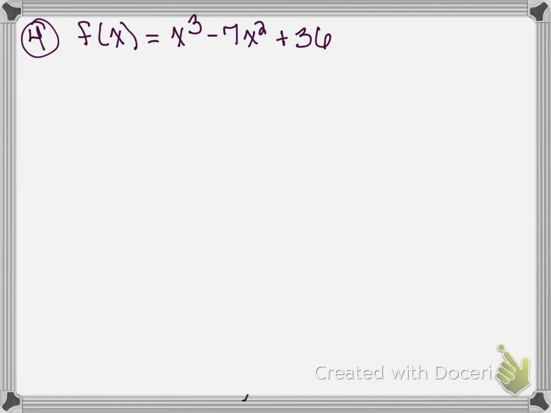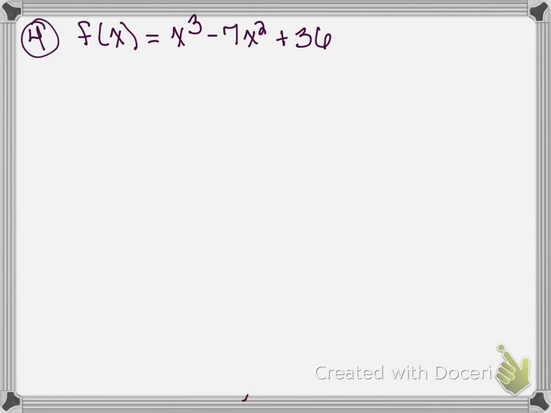I forget the x. Okay? So this has got x to the third minus 7x squared plus 36. So I skip x to the first power. What coefficient is associated with that x to the first power? 0. Okay? So when I do synthetic division, I have to account for that x to the first. I have to put a 0 there.